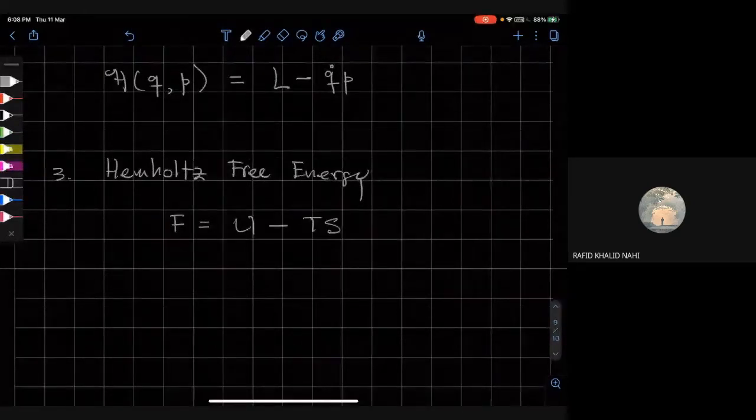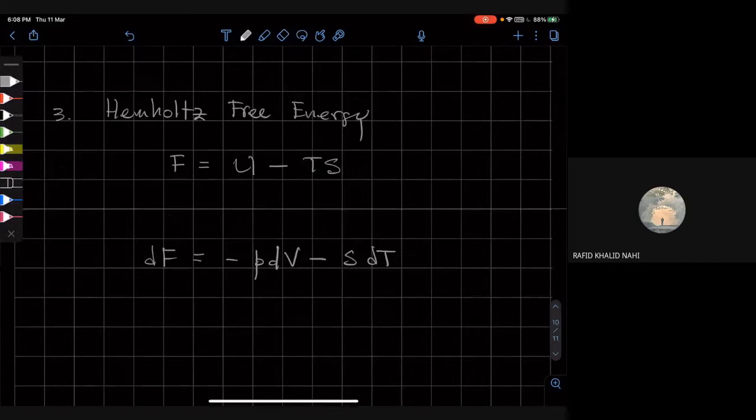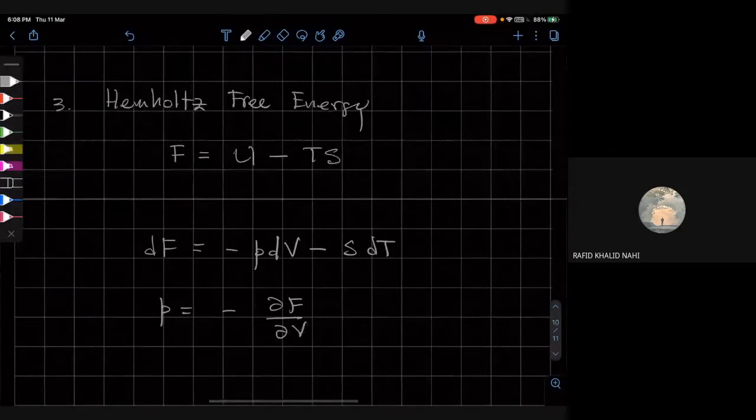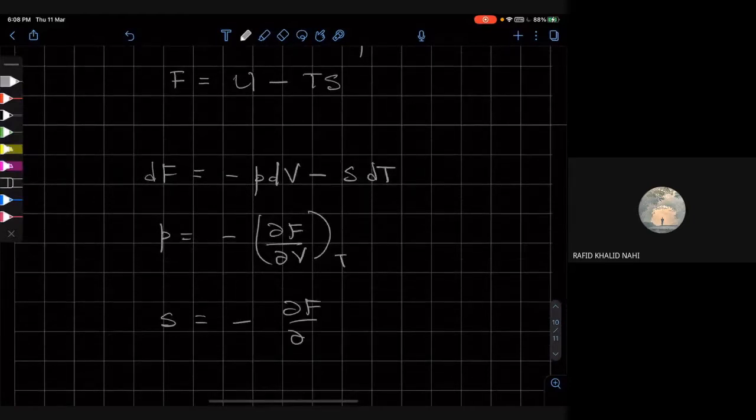And you can very easily verify that the change in F is going to be minus P dV minus S dT. And then we get something for pressure, which is del F by del V at constant T, and an expression for entropy, which is minus del F by del T at V. Okay?